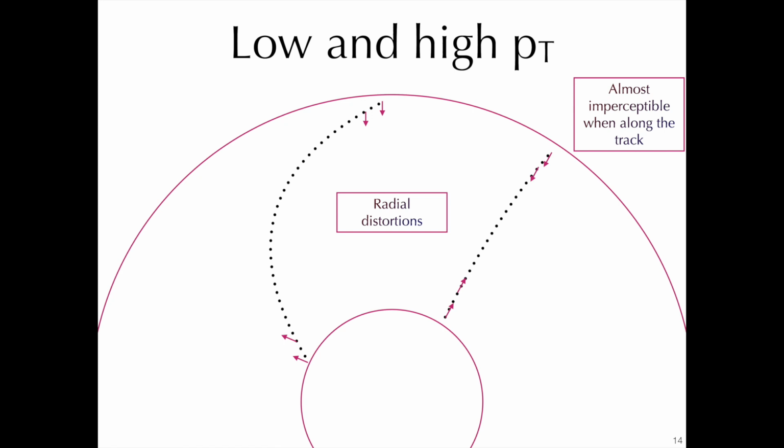Good? I have another question. Yeah. So the space charge comes from the primary ionization. Do they move slower than the avalanche ions? No, it's the same speed.